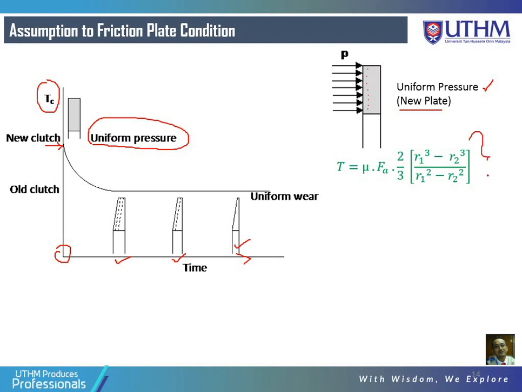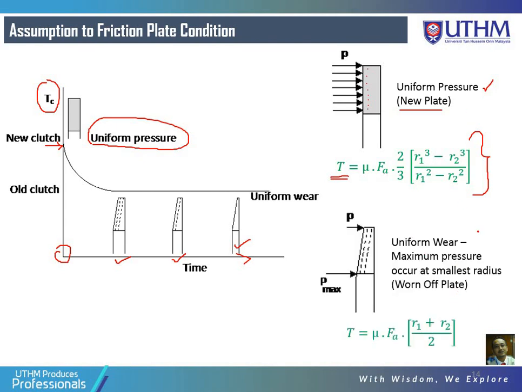To simplify, this is the equation of torque that can be transferred or generated by the friction plate. This is the torque that can be generated by the brand new, uniform pressure plate, compared to if we assume the worn-off plate, or uniform wear. So this is the equation. In the uniform wear condition, the maximum pressure is received at this radius, which is R2.